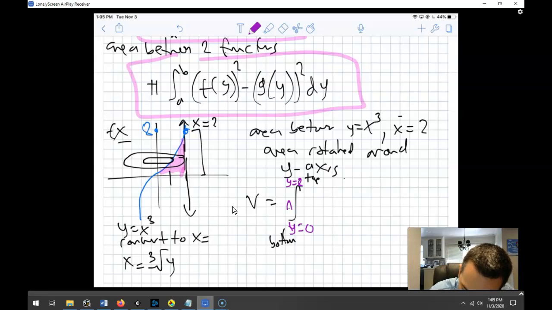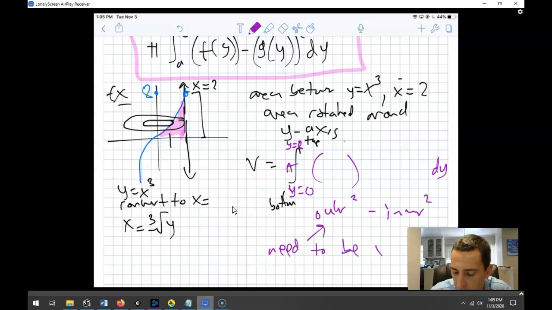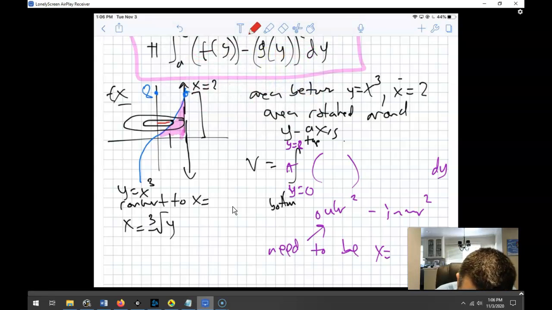And I'm going to do pi times my outer radius squared and my inner radius squared. And again, these equations are in terms of y, so they need to be x equals equations instead of y equals equations because I'm going sideways. Okay, so which one's my outer? Which one's further from the axis? Well, if we look at this picture and draw a little line here, we can see the inner radius is going from the y equals x cubed, or the cube root of y. So that's my inner radius. That's cube root of y squared.